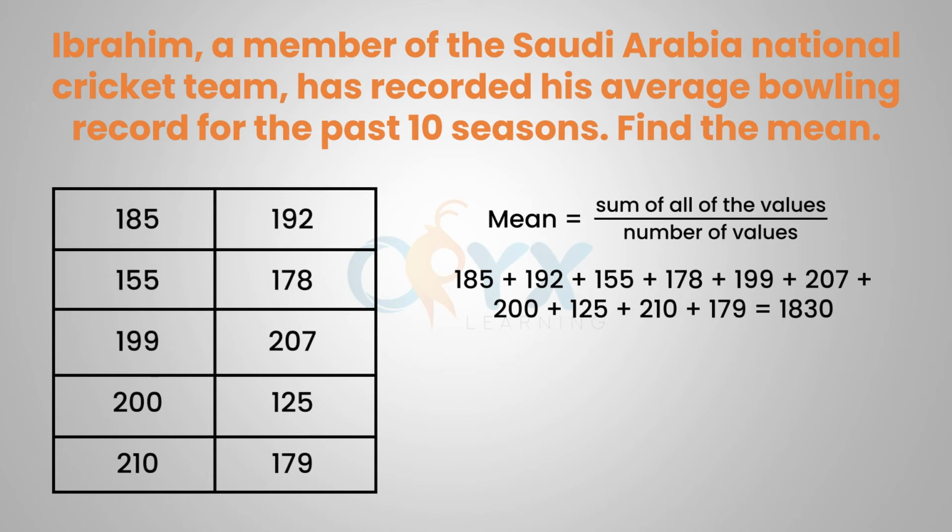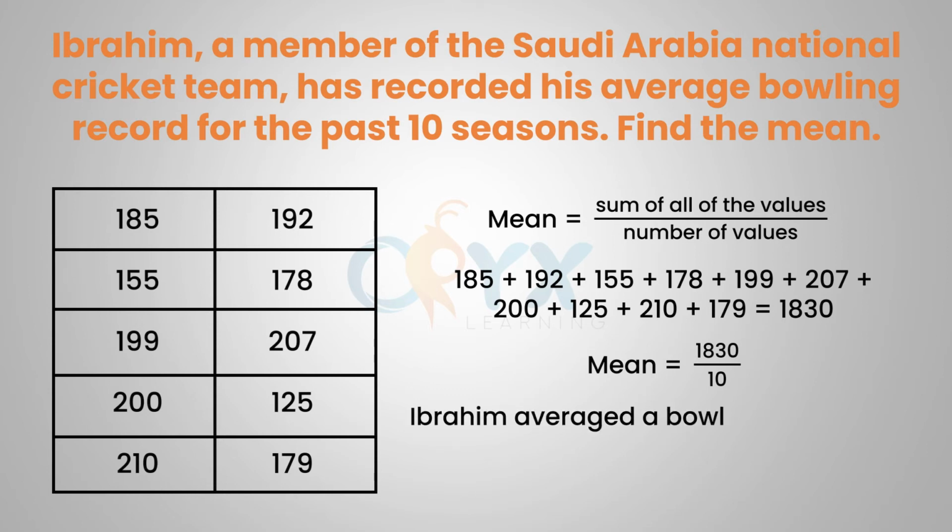If we divide that by the number of values, which there are 10 for the 10 seasons, we get 1,830 divided by 10, which is 183. So Ibrahim averaged a bowling score of 183 over the past 10 seasons.